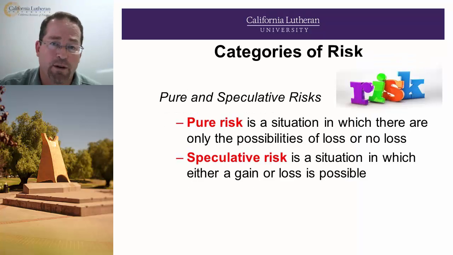We differentiate between pure and speculative risk. Pure risk is defined as a situation in which there are only possibilities of loss or no loss. Speculative risk is a situation where either a gain or a loss is possible.